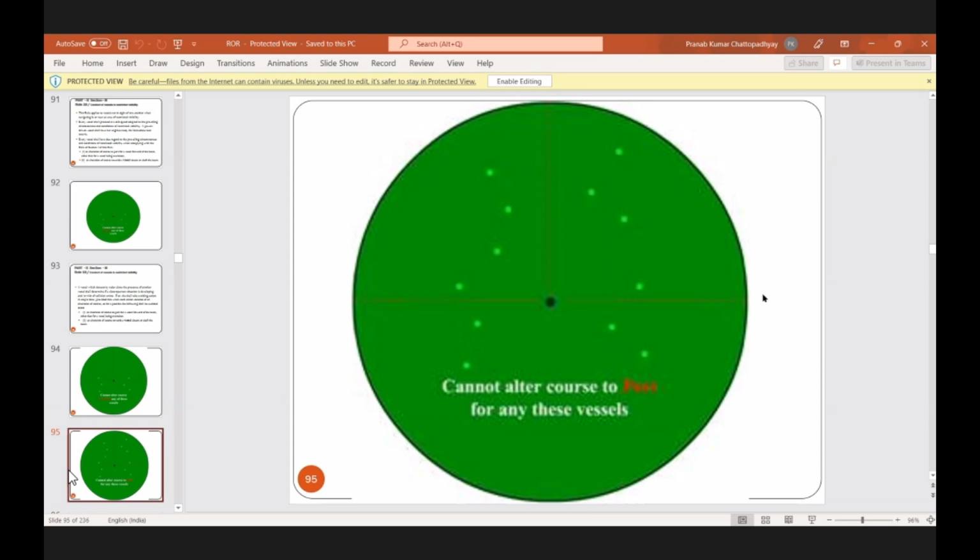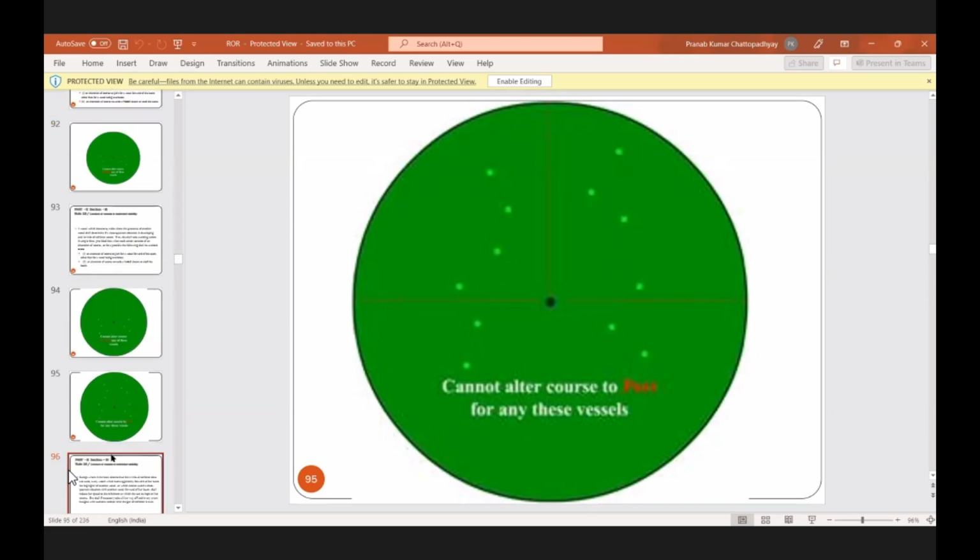Whether you are in restricted visibility or in clear visibility, suppose you are in clear visibility and you get this chance, the same thing you will do, no? You will not alter course to port, but you can alter course to starboard with the presence of the same vessel. Okay, is that clear? Yes, sir.